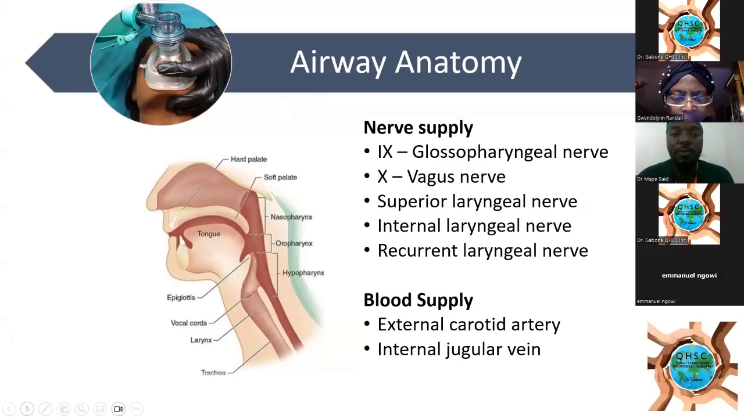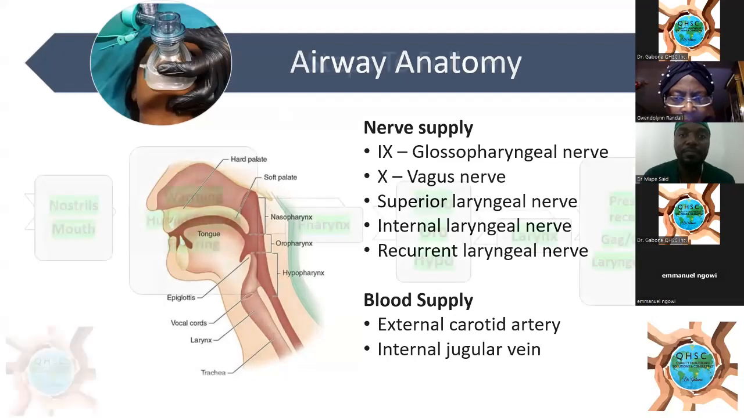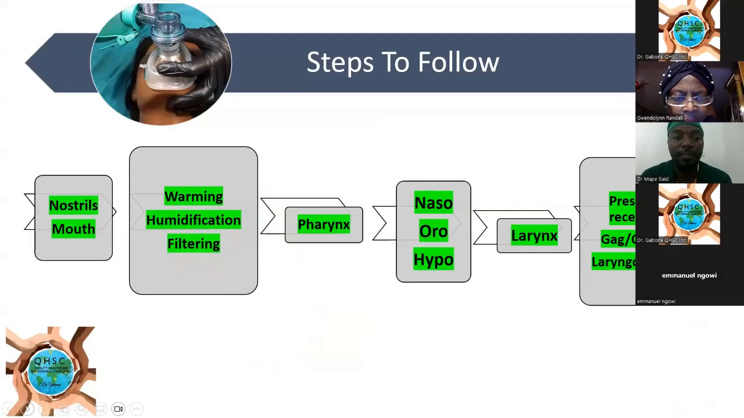So, steps to follow when you inhale, from the nostrils or the mouth. The next slide. So this part, the nostrils and mouth, they have a special physiology and anatomy that will help you in warming, humidifying and filtering the air that you inhale. So this is like a first step in the prevention of most of the problems, especially when you inhale particles. They will be filtered in the nose due to the presence of these ciliary structures. Humidification, because the nose has a lot of blood supply and venous veins. So they will help in warming and humidifying the air so that you do not inhale dry air.